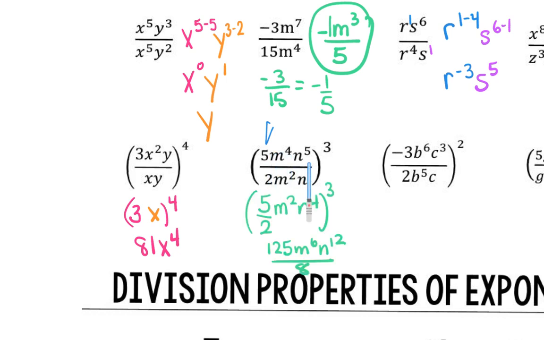First thing we do is simplify in parentheses. 5 over 2 can't be simplified. M to the 4th divided by m squared is m squared. N to the 5th divided by n to the 1st power is n to the 4th. 5 over 2 to the 3rd power is 125 in the numerator, 8 in the denominator. M squared to the 3rd power is m to the 6th. N to the 4th to the 3rd power is n to the 12th.